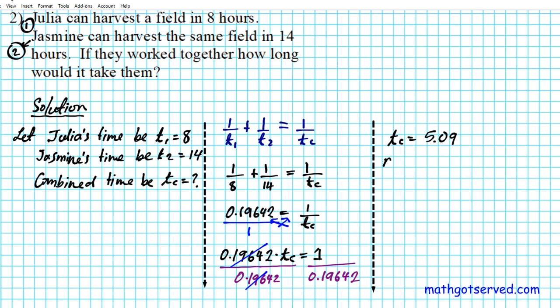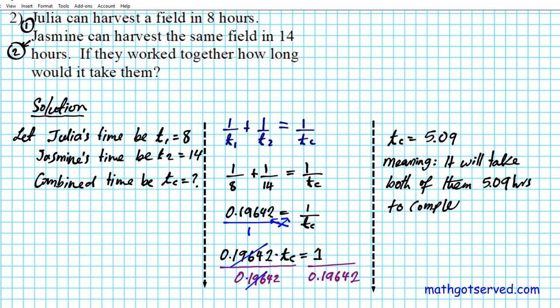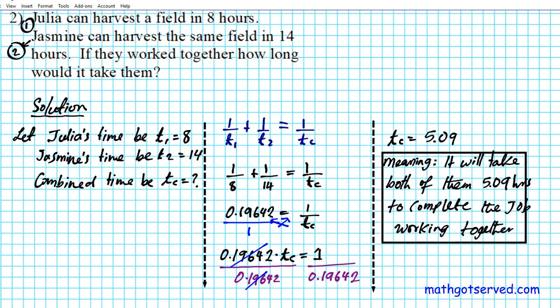Now, what does this answer mean? The meaning of this answer is as follows. It will take both of them 5.09 hours to complete the job working together. Okay, so that's the answer to question number 2.